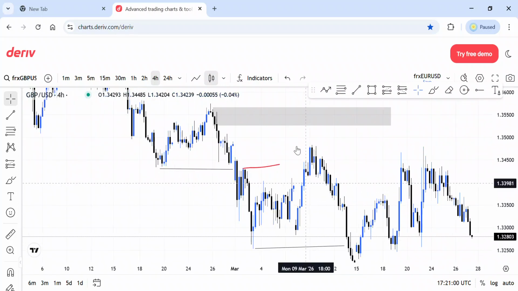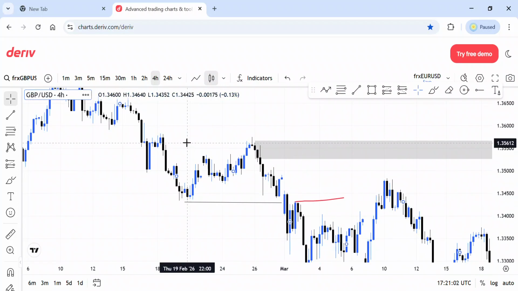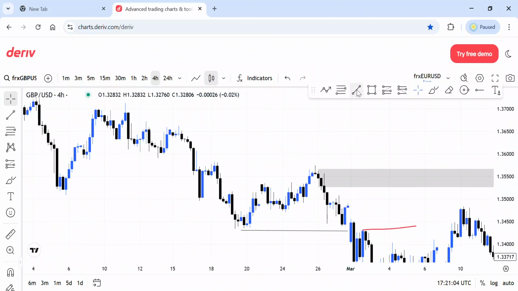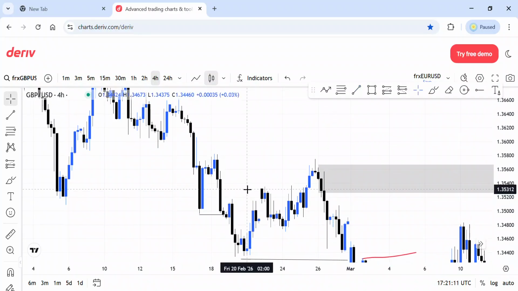So let's go to another kind of history. As you can see, something happened here too. We have a breakout here. This is a breakout too, but we cannot really see.